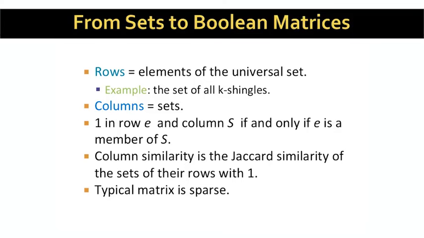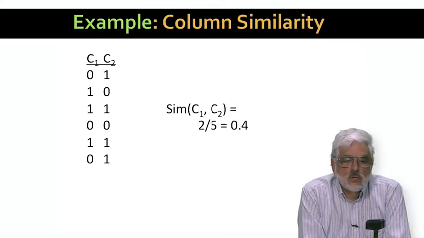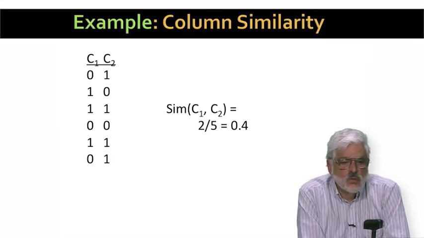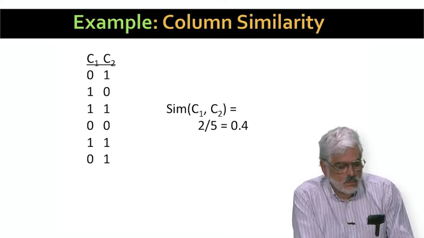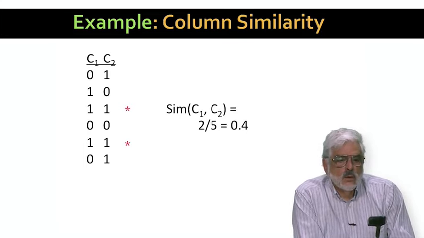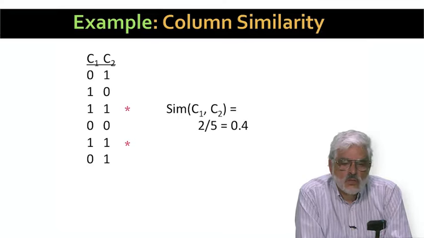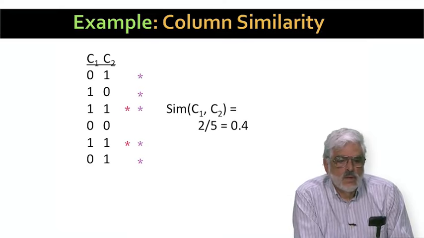Here are two columns, C1 and C2. They're not sparse because it's hard to do small examples when most entries are zeros. However, the calculation of their Jaccard similarity is simple. There are 2 rows where they both have 1, so the intersection of the sets they represent is of size 2. And there are 5 rows where at least one of the columns has 1, so the size of the union of the represented sets is 5. Thus, the Jaccard similarity is 2/5, or 40%.